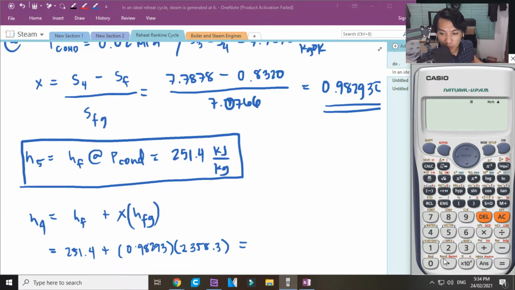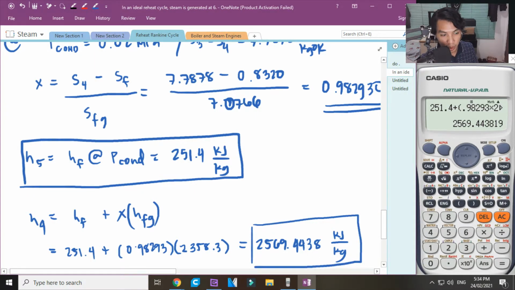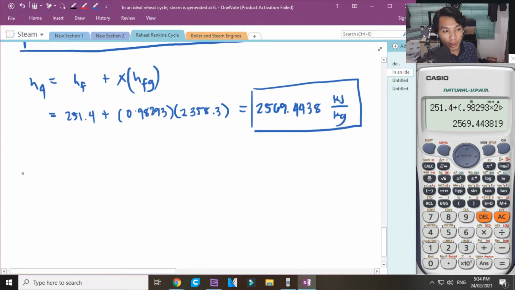Okay? 251.4 plus 0.98293 times 2358.3. The answer will be 2569.4438 kilojoules per kilogram. That is H4. And then yung work ng pump, hanapin muna natin.